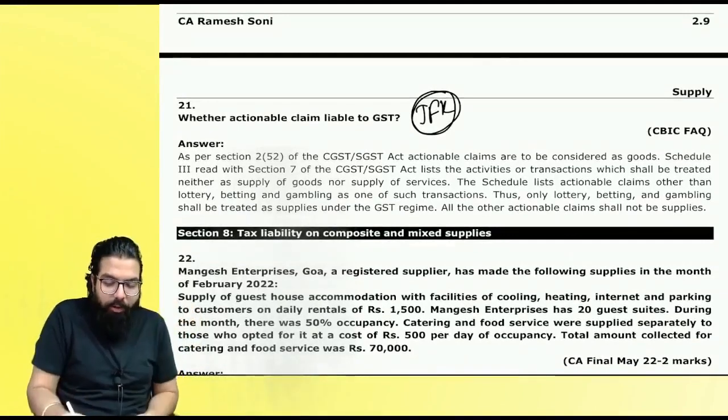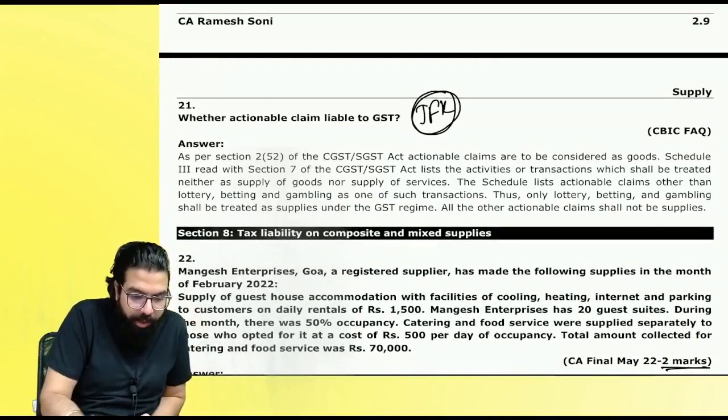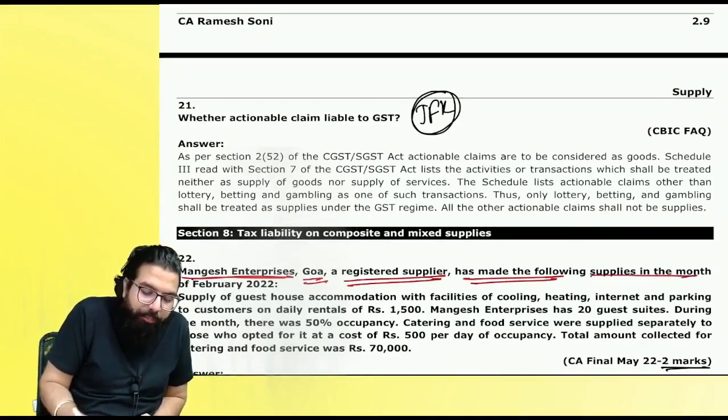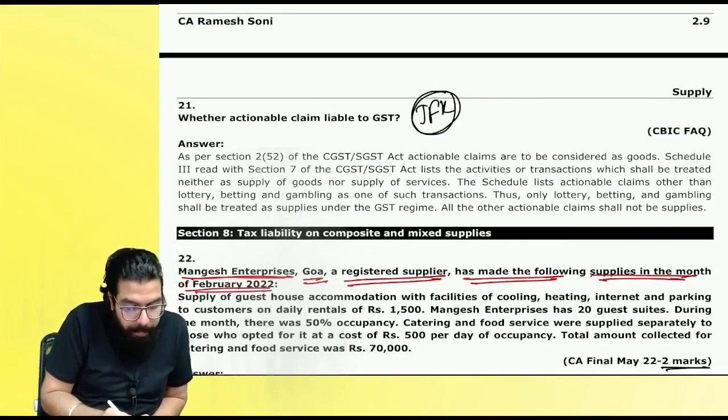CA Final, May 22, a 2 marks question this is. Can you guys see the question? May 22, okay, everyone, see. Mangesh Enterprises, Goa, a registered supplier, has made the following supplies in the month of February. Mangesh has made the following supplies.